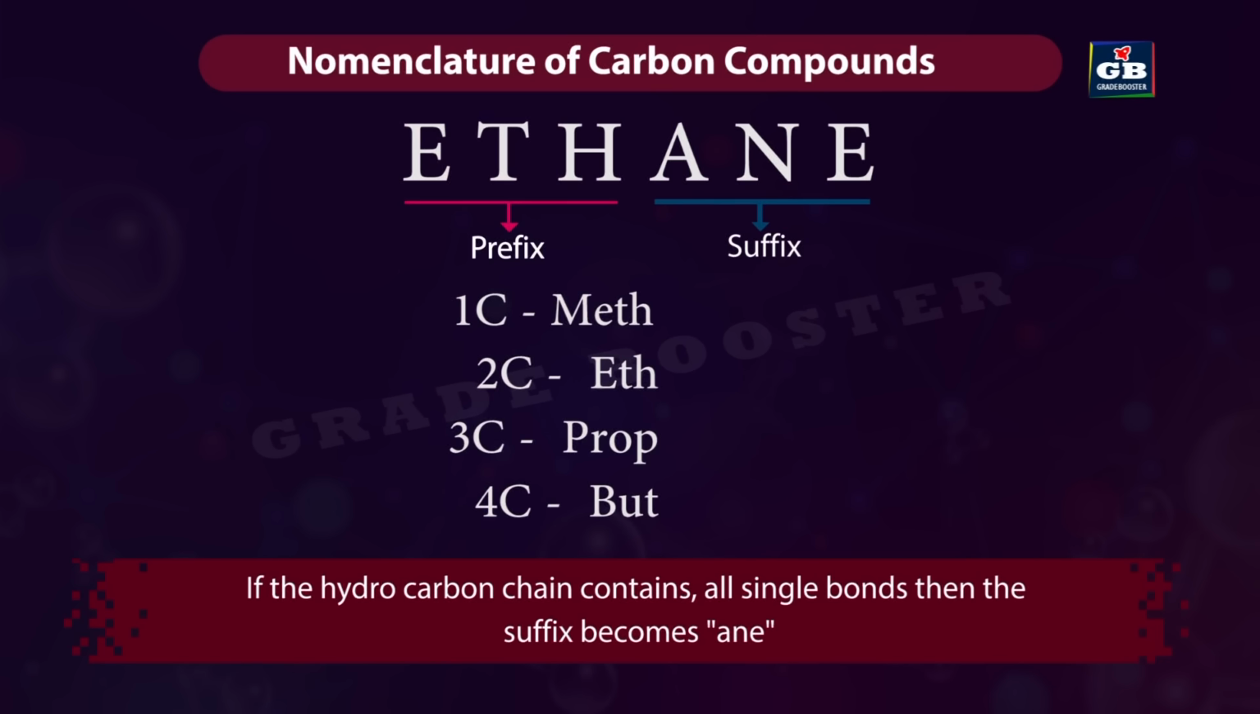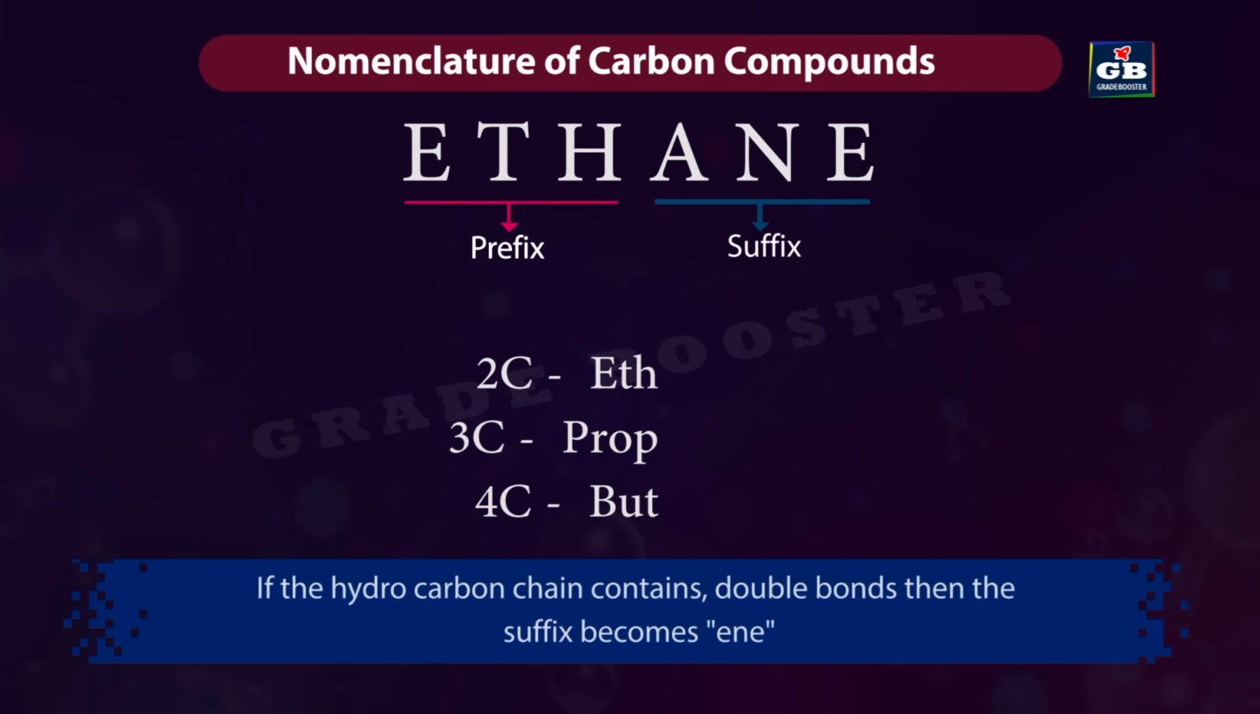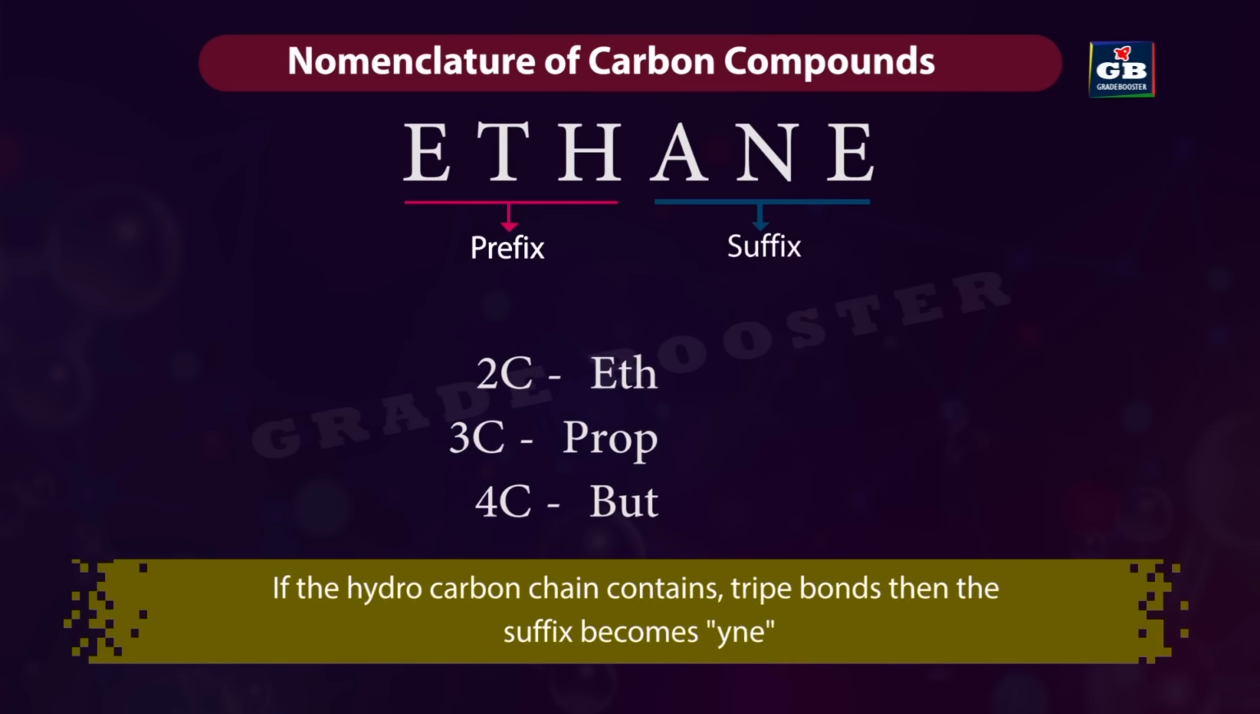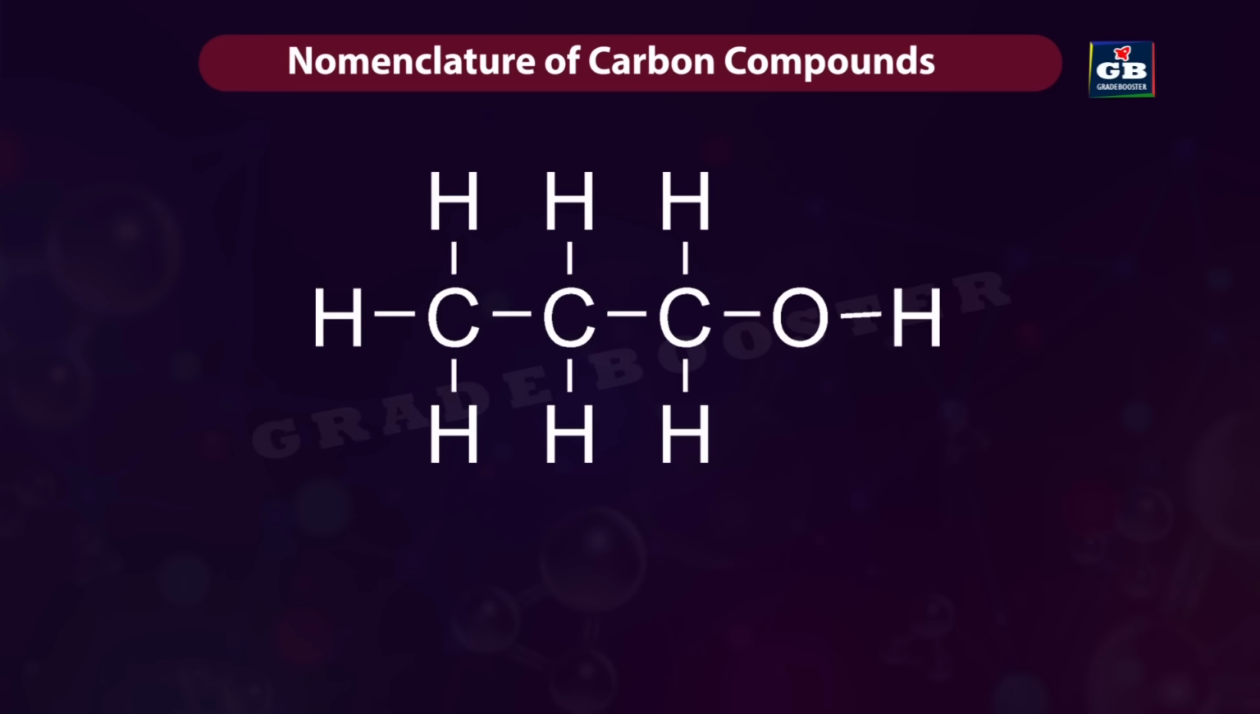If the hydrocarbon chain contains all single bonds, then the suffix becomes ane. This is ethane, methane, propane, butane, etc. If the hydrocarbon chain contains double bonds, then the suffix becomes ene, that is ethene, propene, butene, etc. If the hydrocarbon chain contains triple bonds, then the suffix becomes yne, that is ethyne, propyne, butyne, etc. If the hydrocarbon chain has a functional group, the suffix changes according to the functional group.